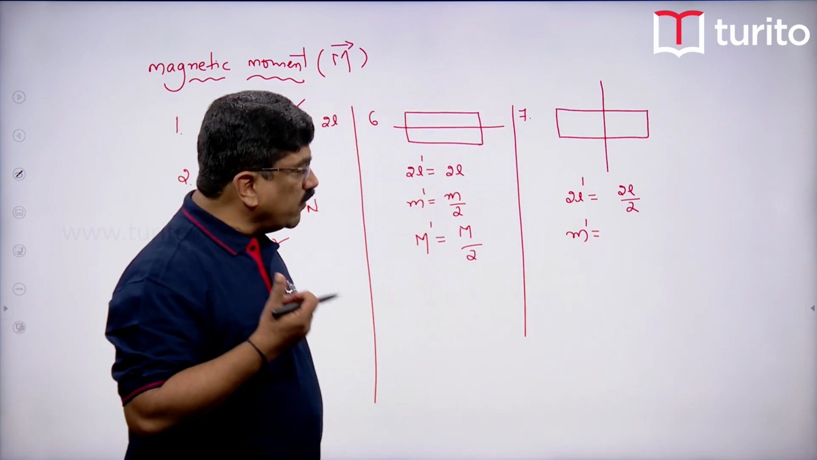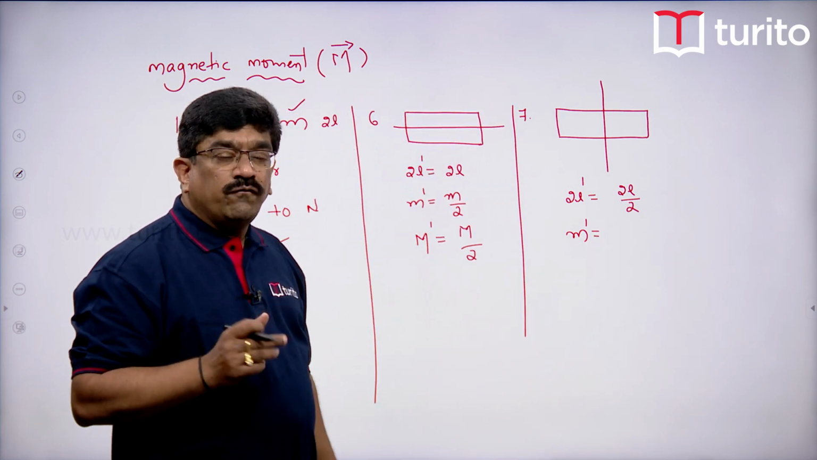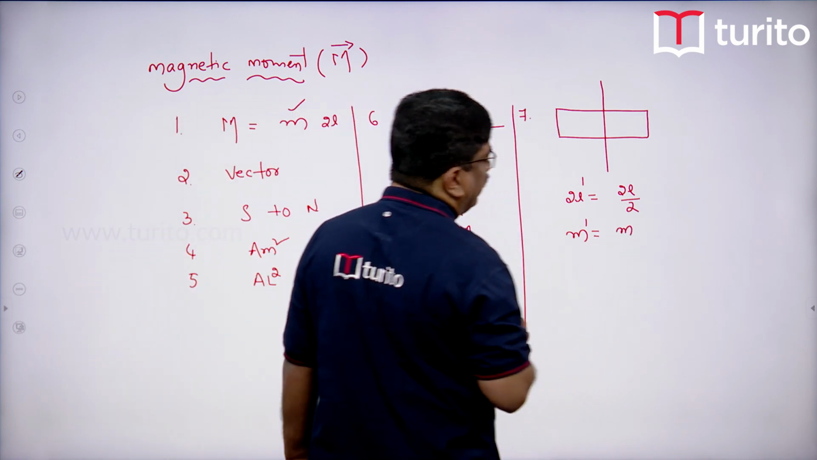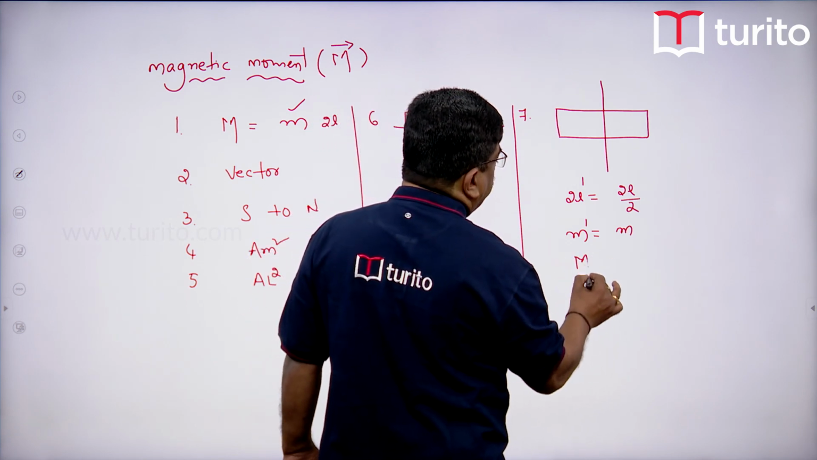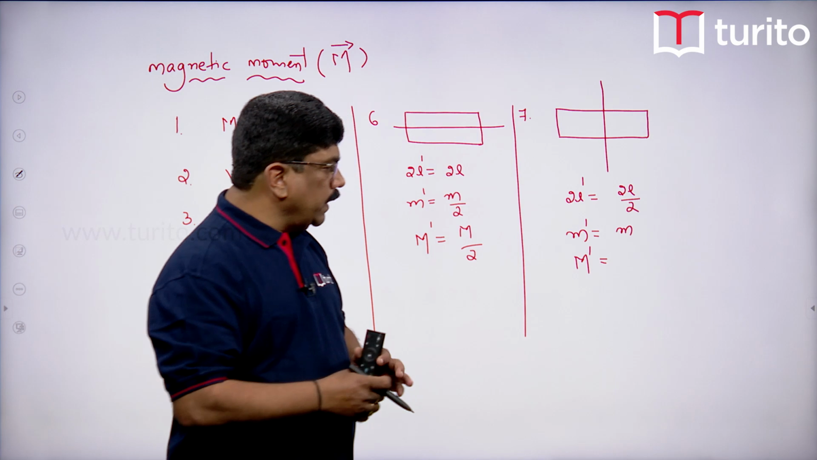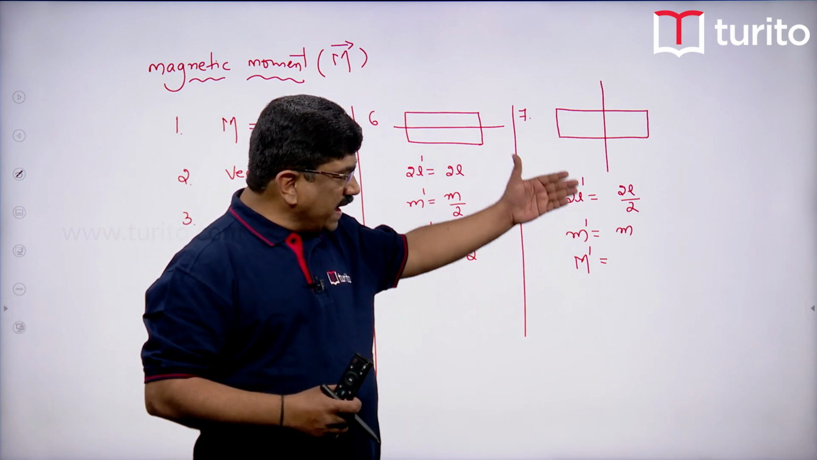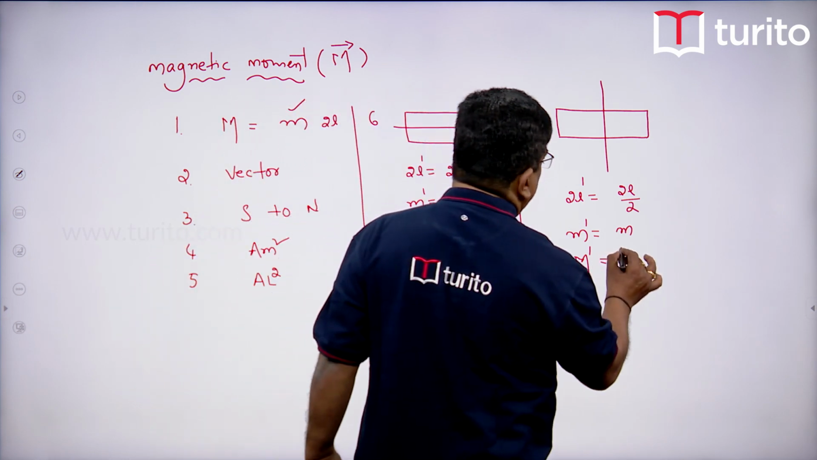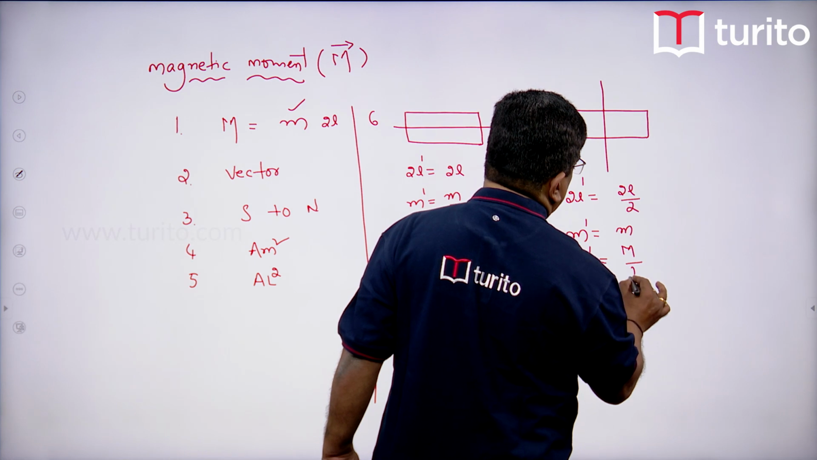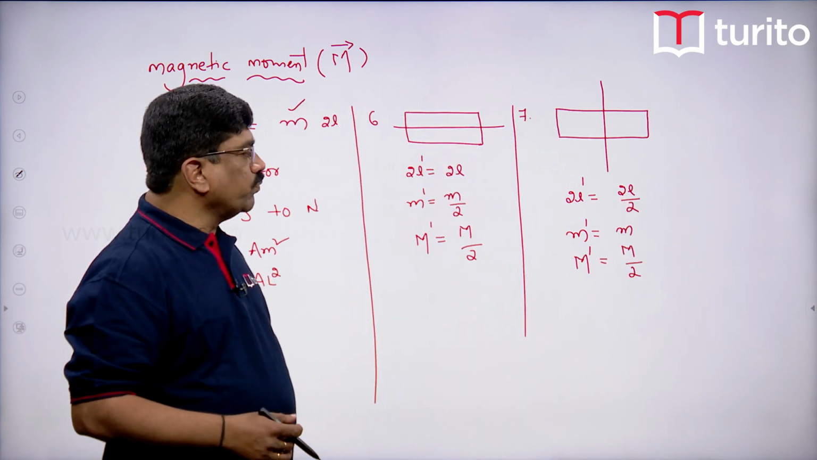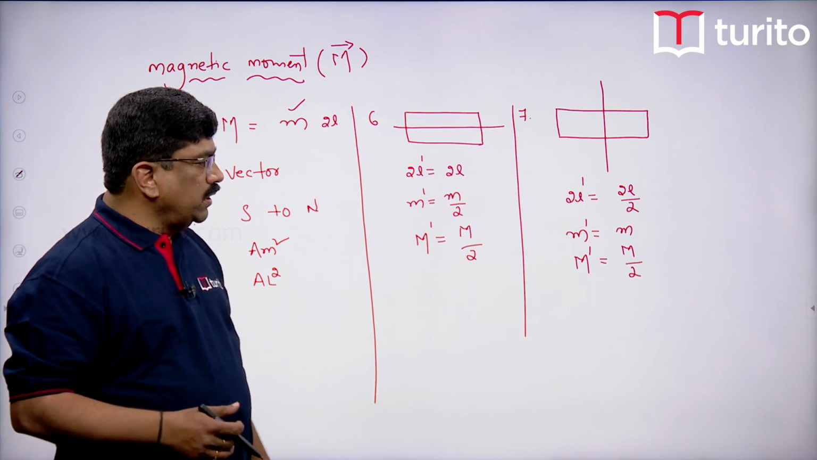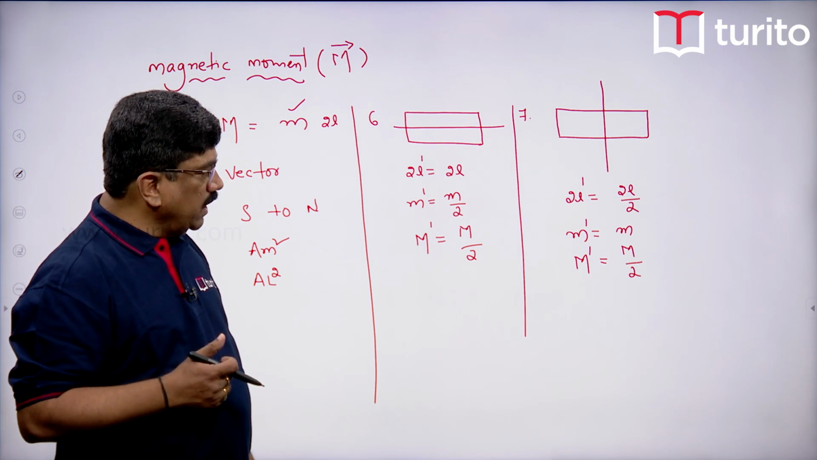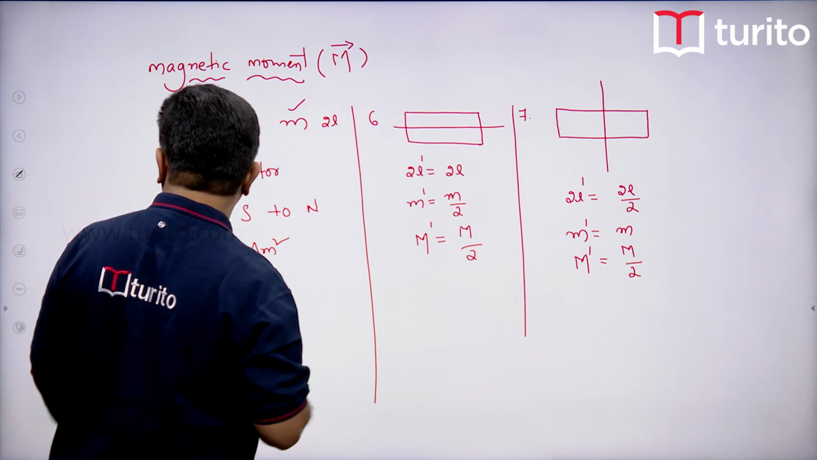Next, pole strength M dash means the pole strength of each piece. In this case the width does not change and hence pole strength does not change. Therefore, M dash is equal to M. Next, magnetic moment M dash. Though pole strength remains the same, as magnetic length becomes half, the magnetic moment also becomes half. Therefore, M dash is equal to M by 2. This is how we can find the magnetic length, pole strength and magnetic moment of the small piece. And related to this, one more important point.